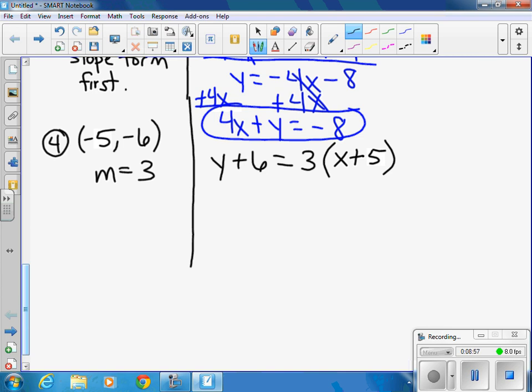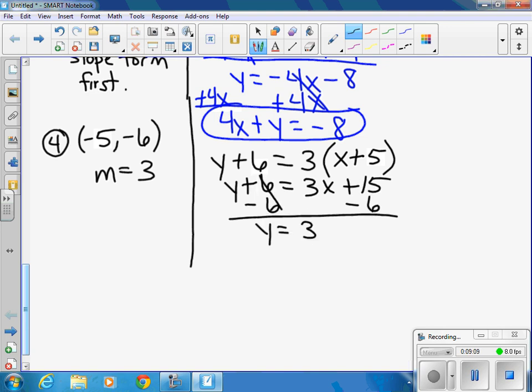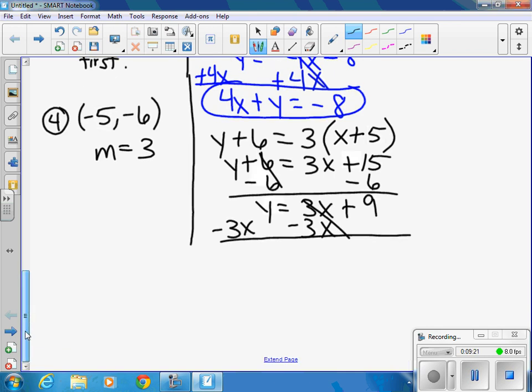All right, so now at this point, I want to get to standard form, so I need to distribute. Y plus 6 equals 3x plus 15. Okay, move the 6 over by subtracting 6. So now I'm at y equals 3x plus 9. That's intercept form. I need standard form. So now I'm going to have to subtract the 3x over to the left, okay, because it does have to go on the left. You can't really write it any other way. Can't write it backwards. So you have negative 3x plus y equals 9.